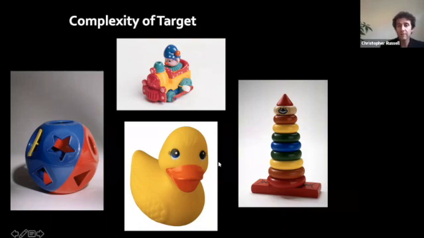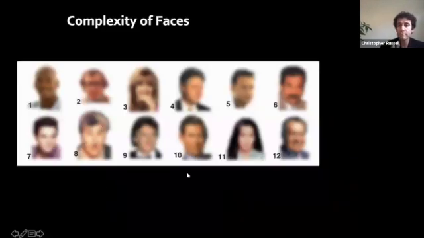So targets themselves or objects have complexity. Faces also have complexity. If we had more time, we could go through each and every one of these. But I like this example because these are 12 pictures of blurred faces of celebrities. I'm sure that as you're looking at this, you're all sort of in your mind running through who these people are and you're identifying them, right? You're starting to identify who these people are.